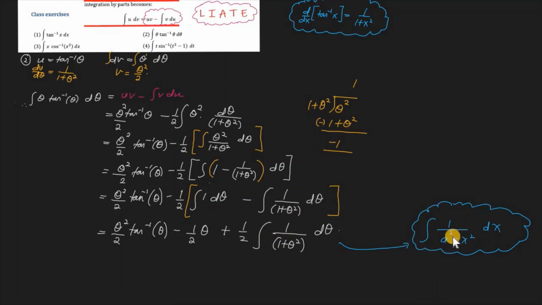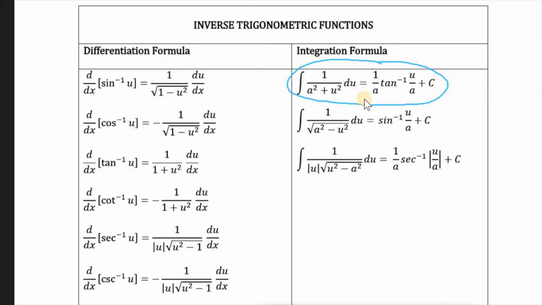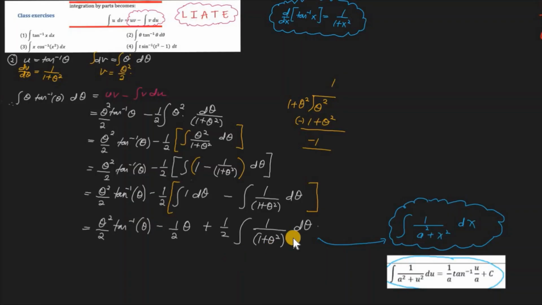So this is an integral of the format 1 over a square plus x squared. We have learned this before, right? Let's look into our formula list for the solution of this type of integral. Looking into our formula list, you can see the integral of 1 over a square plus u square is given in our formula list. Our variable here is theta, so the a here is 1. So we can quote the answer.